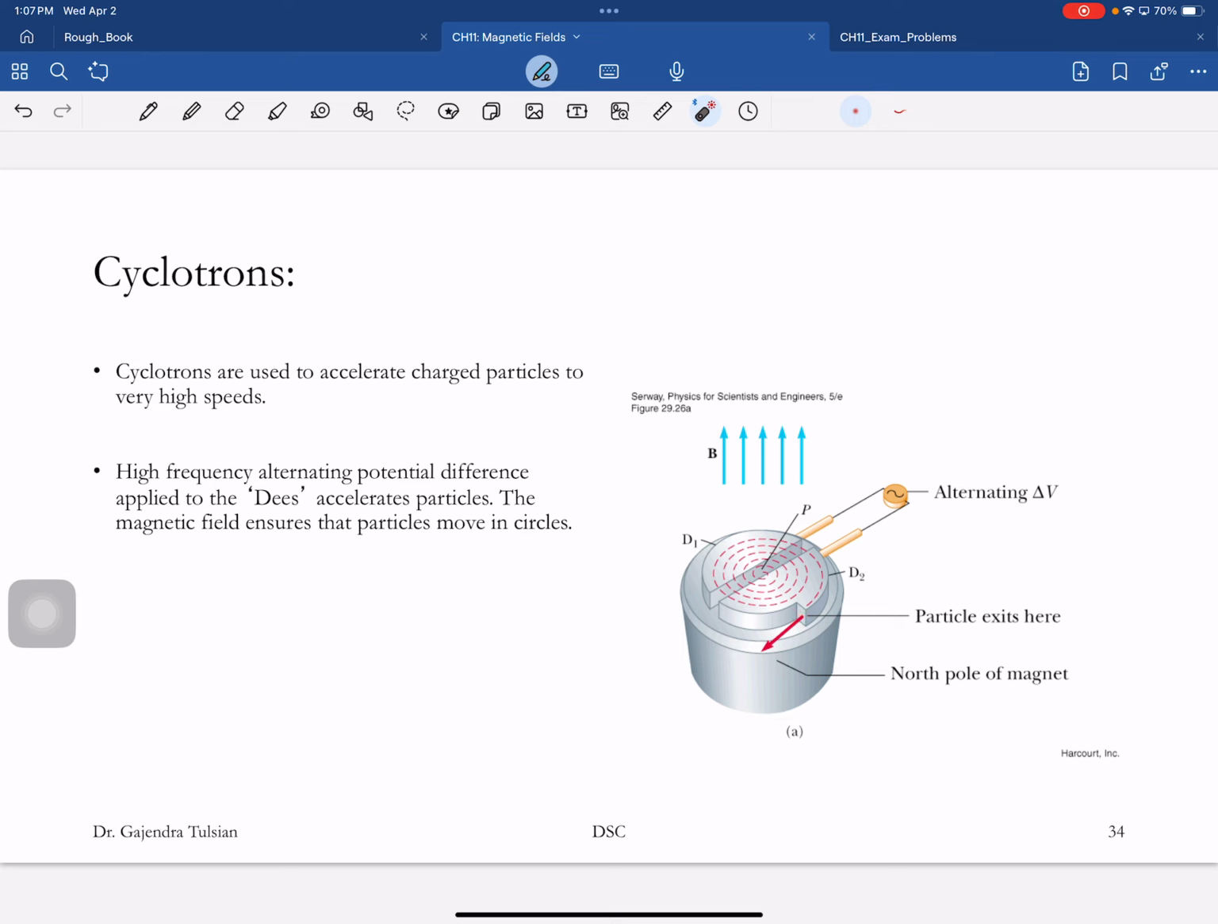So this was the first accelerator. And now we have 60-kilometer behemoths in Europe. That's CERN, the Large Hadron Collider. I think its circumference is 60 kilometers.